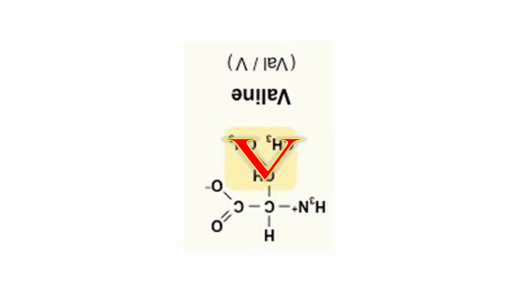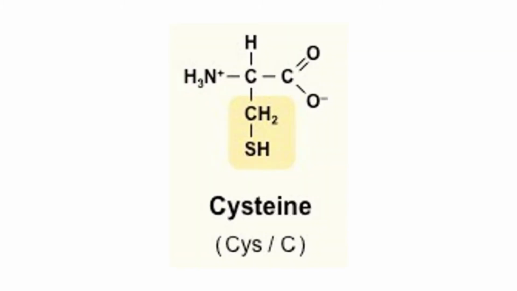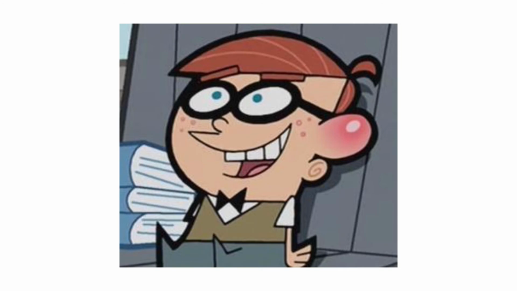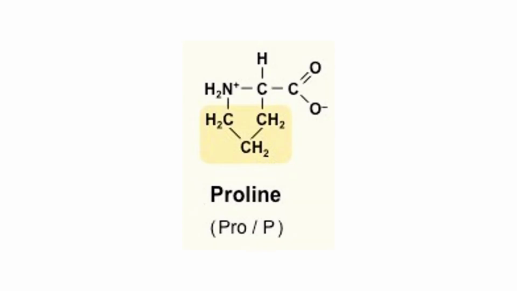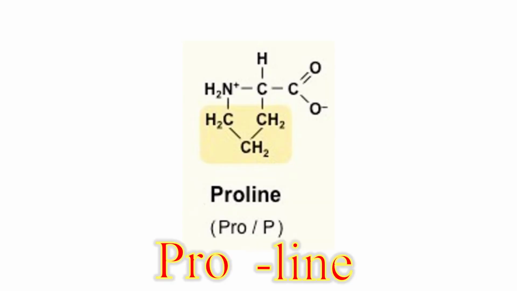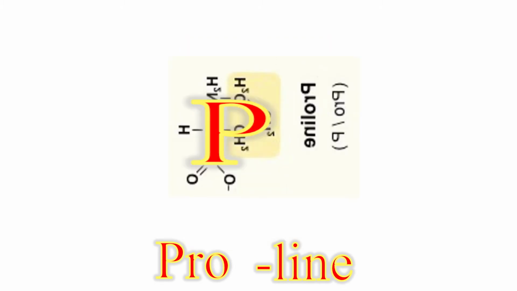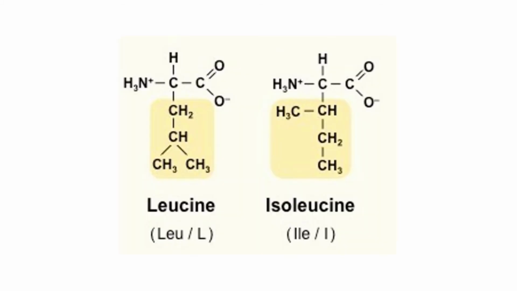Cysteine. When you get a gross cyst, like that kid from Fairly Odd Parents, you want to be quiet about it. Shh. Shh. Proline. Pro-line. Because he's round. And I mean, he kind of looks like a pea. I guess. Sort of?